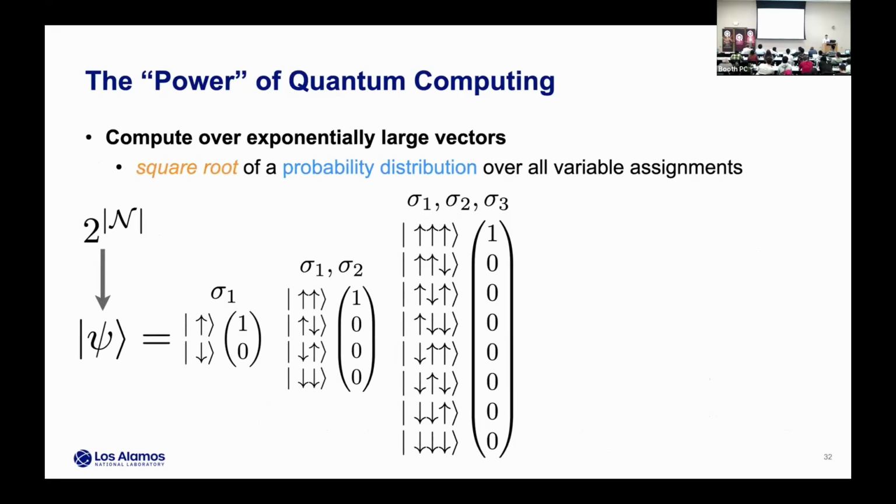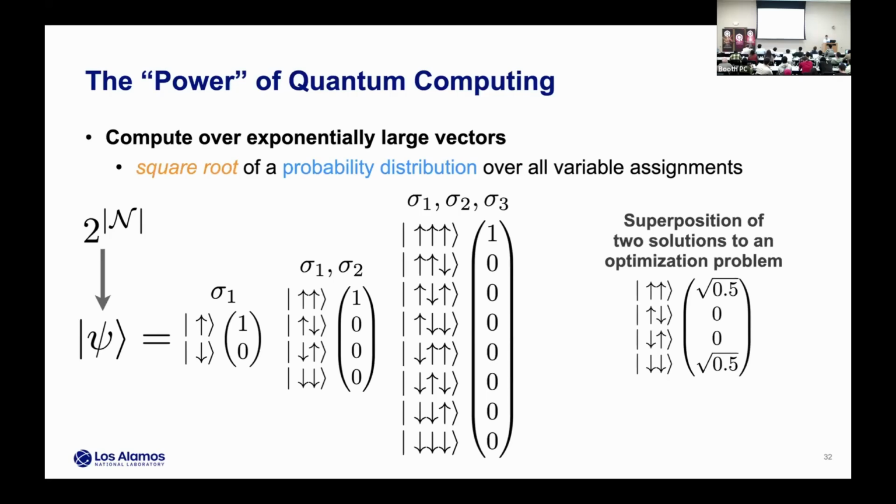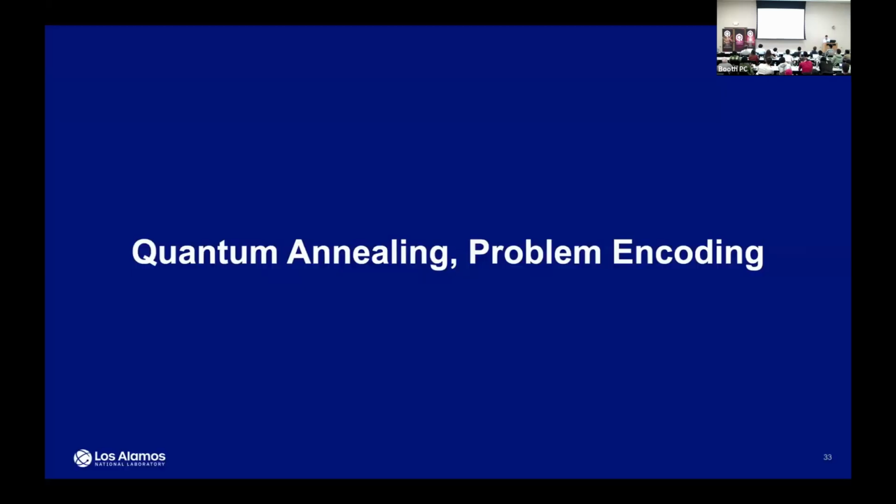And then, of course, the power of quantum computing is that we get to do our computations over these exponentially large vectors, right? So the size of your quantum state is going to be 2 to the n, where n is the number of qubits, which I show here. 1 qubit has 2 states, 2 qubits has 4, 3 qubits has 8. This is the really cool thing about quantum computing. And in the case of superposition, if we have, say, an optimization problem with 2 optimal solutions, we're looking for a state which puts them both in superposition usually, so that we can read either one with equal probability. So those are the preliminaries.